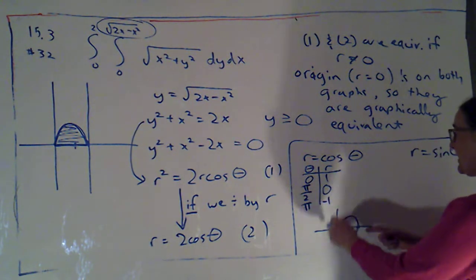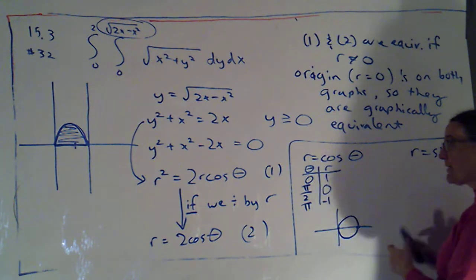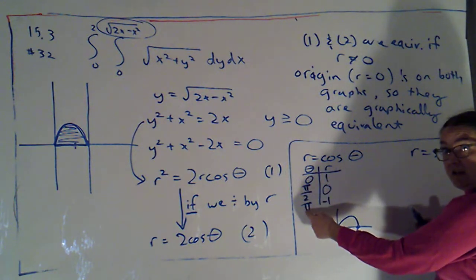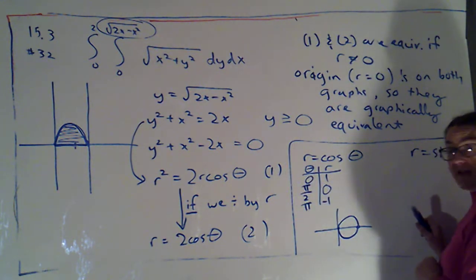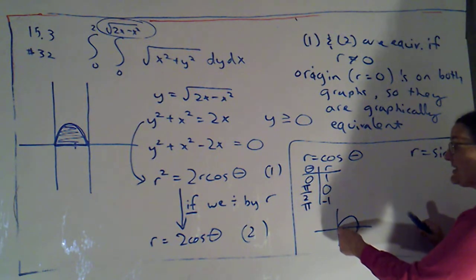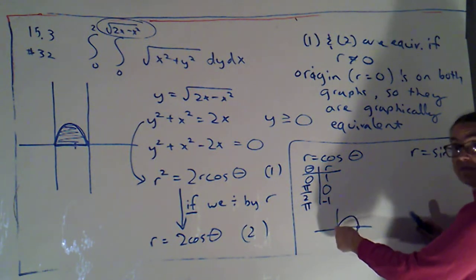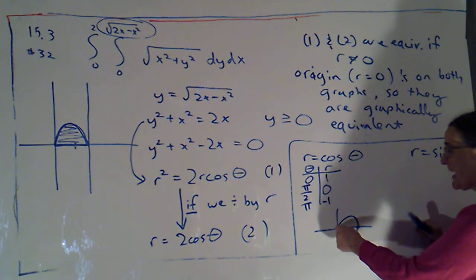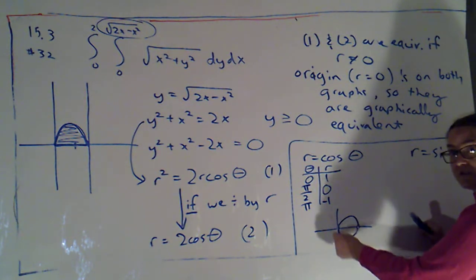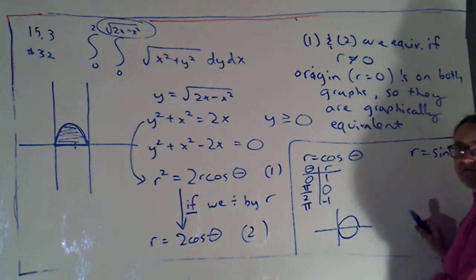If I were integrating over this whole disk, rather than integrating from 0 to pi, over which I'd have some negative r values, I would integrate from negative pi over 2 to positive pi over 2. Because from negative pi over 2 to 0, I also draw the bottom half of this circle, but I draw it with positive r values.